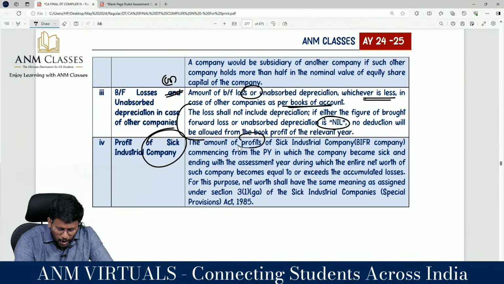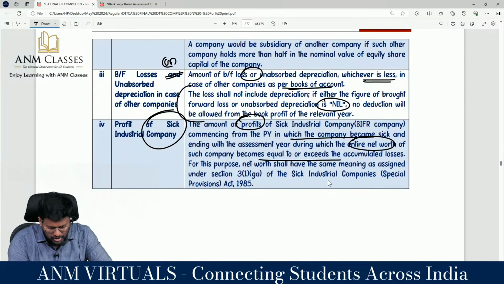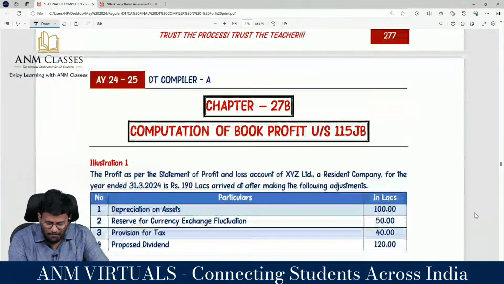So the amount of profit of a sick industrial company commencing from the previous year in which the company becomes sick, and ending with the assessment year during which the entire net worth of the company equals or exceeds the accumulated loss. Don't levy MAT. So this is the special analysis of the MAT.